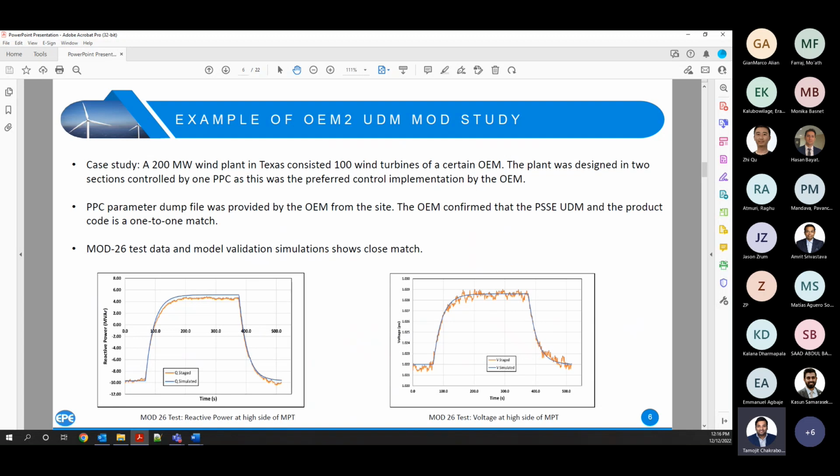Now, this particular project is a good example of that, where we obtained the power plant controller's parameter dump file directly from the OEMs. And we confirmed that the PSSE simulations for the NERC MOD 26 test are very close to each other. If you see the test and the simulation results in orange and blue, they're very close to each other.